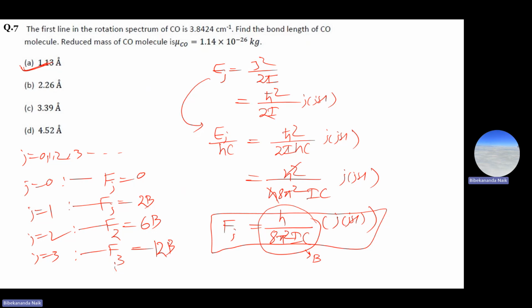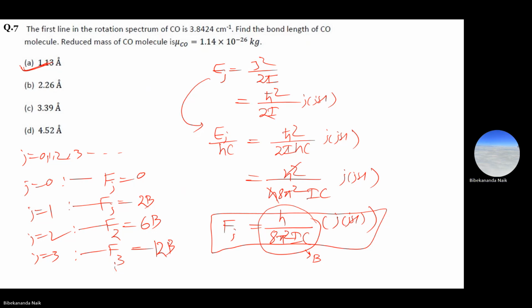So here the question was, the first line of rotational spectrum of carbon monoxide is 3.8424 centimeter inverse. We need to find the bond length, and the reduced mass of carbon monoxide molecule is given. The energy levels of rotational spectrum are given by J square by 2I, where I is the moment of inertia, which is mass into the square of the distance between the two particles. Here one is a carbon atom and another is an oxygen atom, bonded at some distance, and that distance, the bond length, we need to find out.